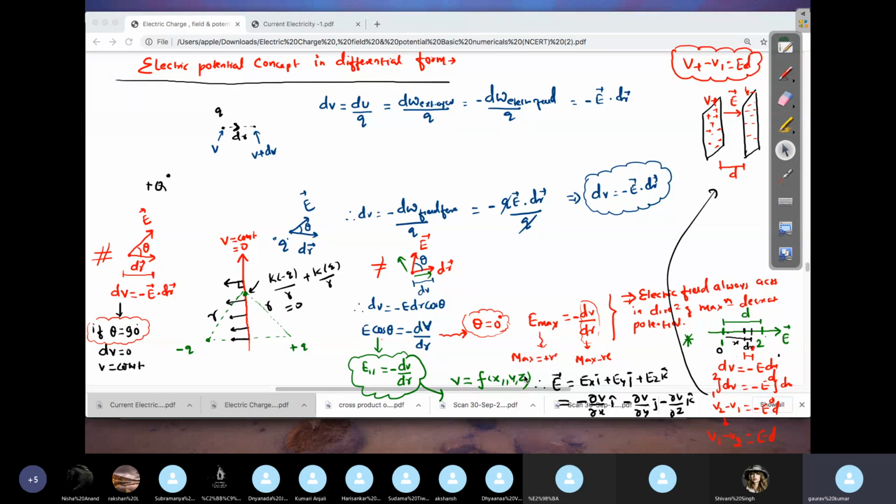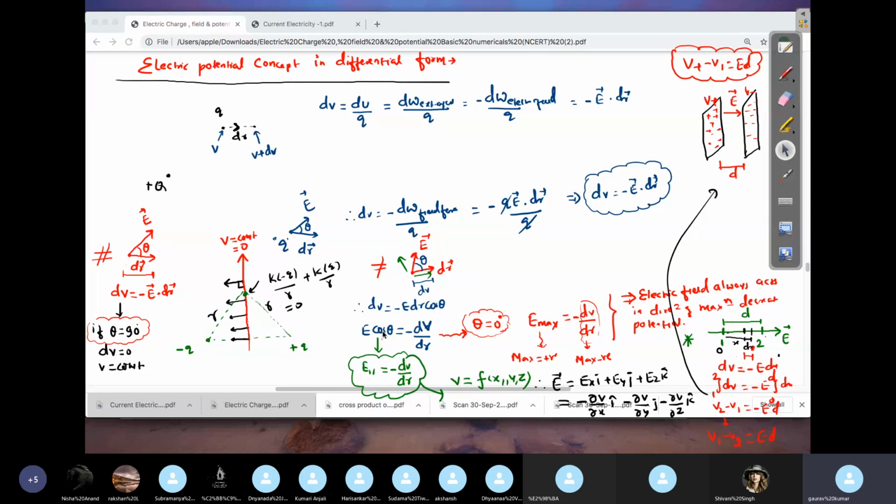So whenever V is given to you, you can always use this to calculate the total electric field expression. And one more very important concept. When you see this, we have E cos theta. So when I take theta as 0 degree, means what? Theta as 0 degree means dr and E are parallel, means you are moving along the direction of the electric field only. So this becomes E maximum.